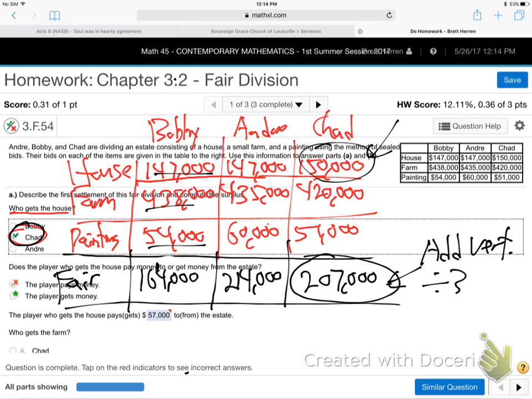Remember, the deal is when we're all done, everybody will feel by their value system they were treated fairly. That's the goal of this method. So we're going to have to give Chad some cash on top of the house, right? That's what they're asking right here.